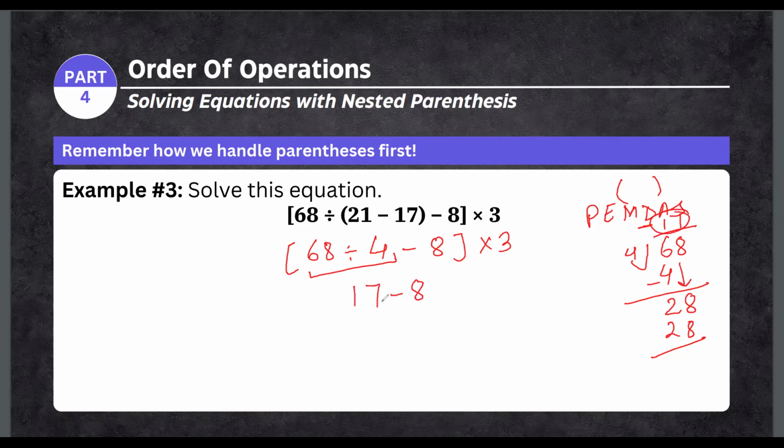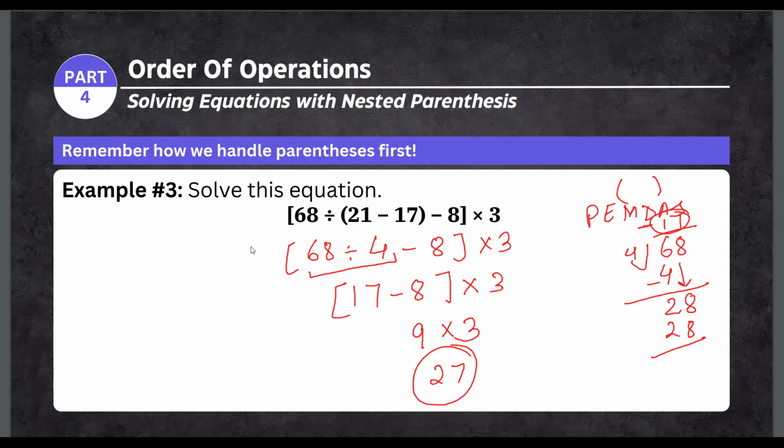Now I will write 17 minus 8. Still, it's not completely solved, so I am not writing it outside the bracket; I have to put a bracket. Now 17 minus 8 is 9. And now I have to remove the bracket because I have completely solved it. So now 9 times 3 is 27, and this is my final answer.